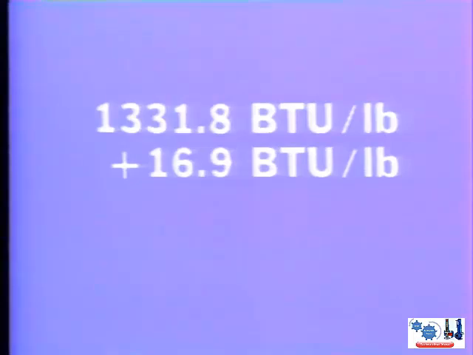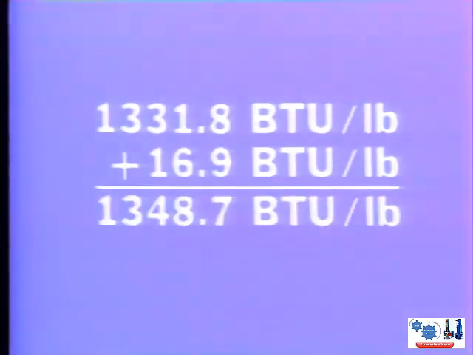To find the enthalpy of superheated steam at 460 psia and 680 degrees Fahrenheit, we add 16.9 BTUs per pound to the value for enthalpy at 650 degrees. 1,331.8 BTUs per pound plus 16.9 BTUs per pound equals 1,348.7 BTUs per pound. This is the enthalpy of superheated steam at 460 psia and 680 degrees Fahrenheit.